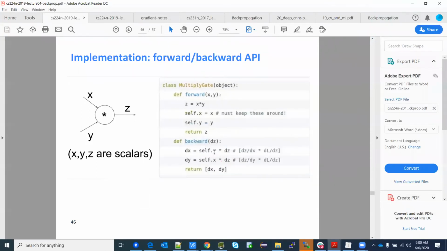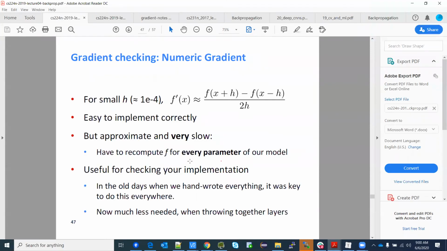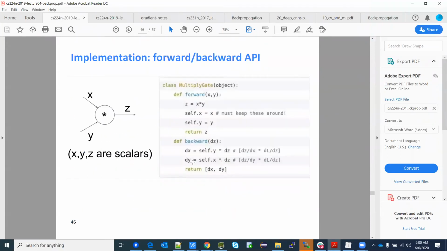Okay, there you go. Since it's x times y, the dx is just y. You just have dx and then dy described here. So this is where, in that last slide, you have to compute the local gradients by hand. That's what he means by that. I see. If you were to write it yourself. Okay, I see. Yeah, makes sense.